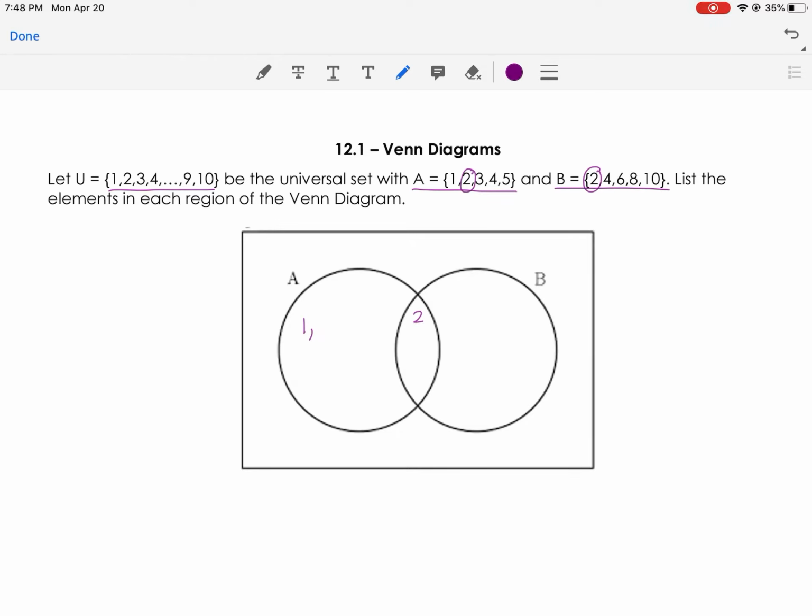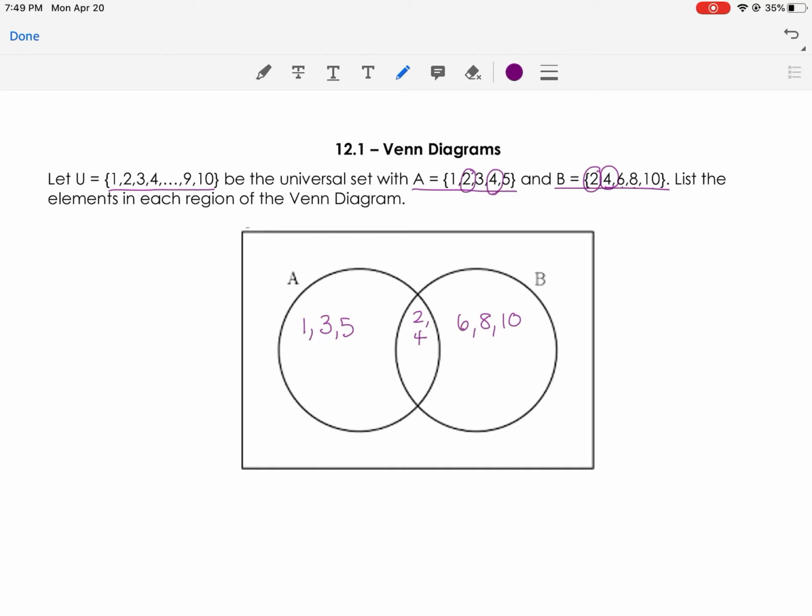Then if we go to 3, that's just in set A. 4, once again, it's in both of them, so we put it in the middle. And then 5 is the last one in A that's not in B. If we look at what we have left in B, we've got 6, 8, and 10, and since those are not in A, we just put it on the right side of the Venn diagram.